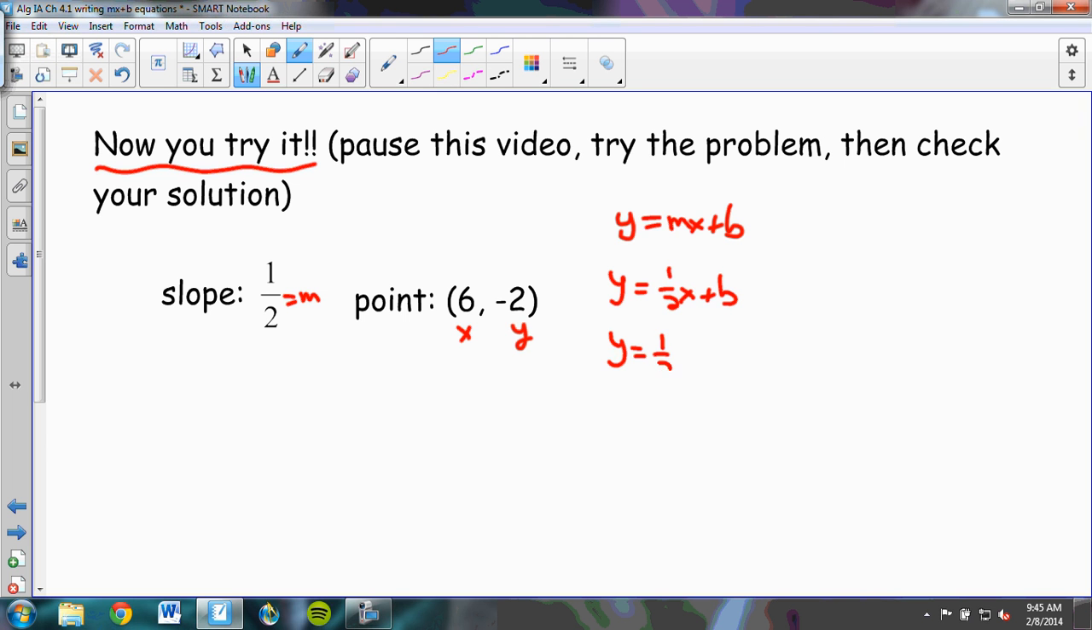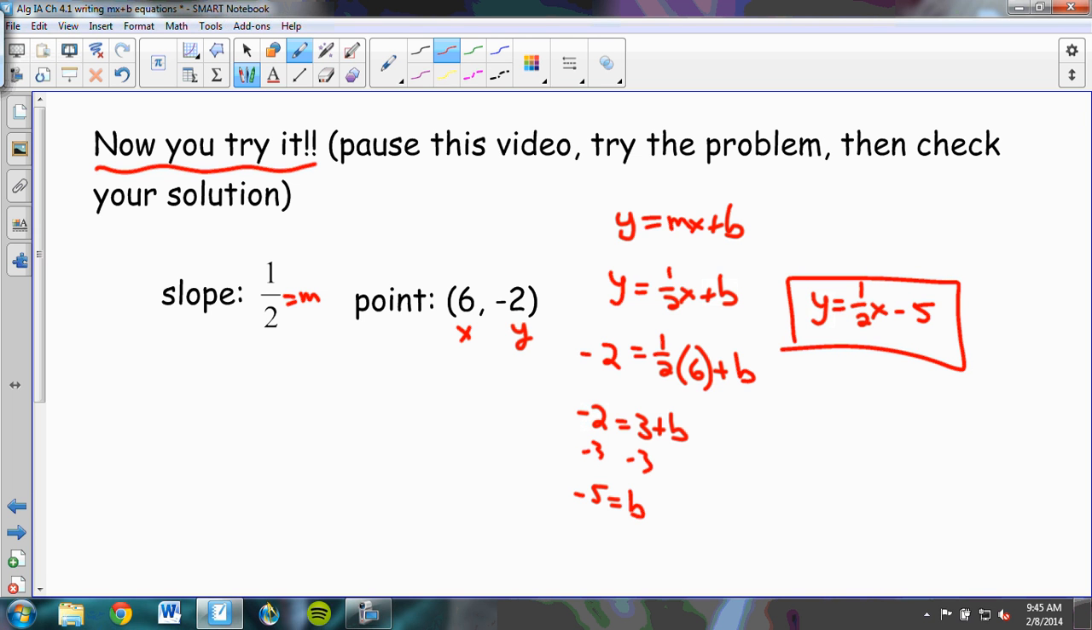Y equals 1/2 times 6 plus b. Oops, this x, that y should be a negative 2. So we get negative 2 equals 3 plus b. So negative 5 equals b. That means I have the equation y equals 1/2 x minus 5. This line has a slope of 1/2 and will eventually pass through that point somewhere.